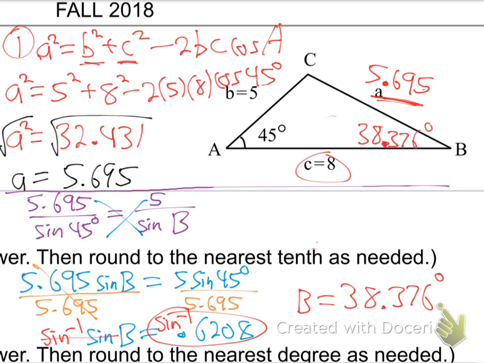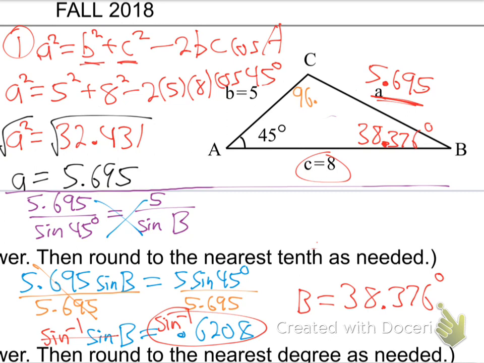Okay, so now we got all the sides. We got all the angles but one. How do we find the last angle? Law of sines, law of cosines? No, just add them and subtract from 180, right? That's all we're going to do for the last one. Just add them and subtract from 180. So let's do that.